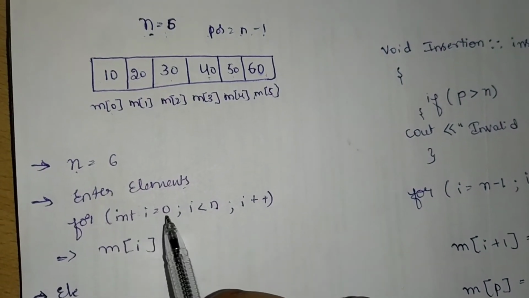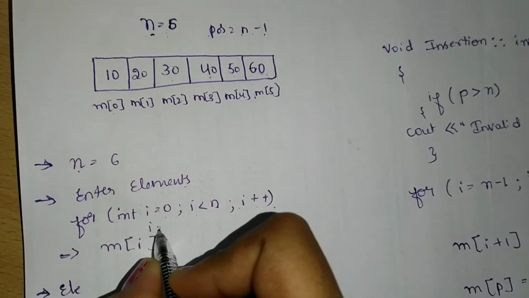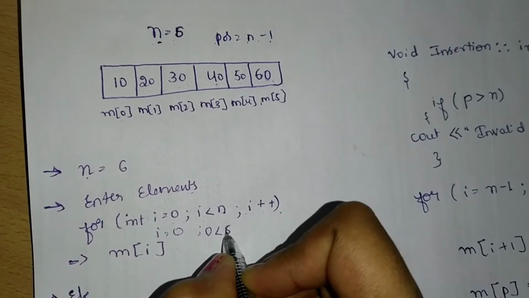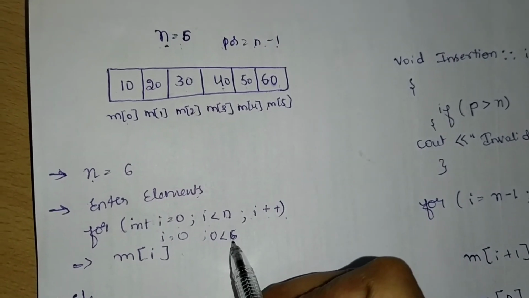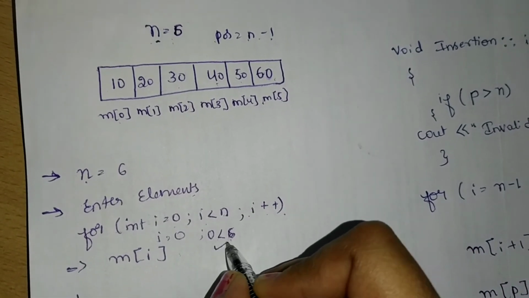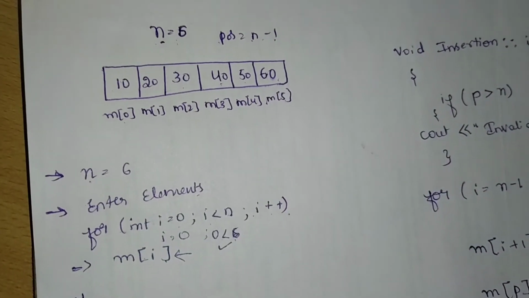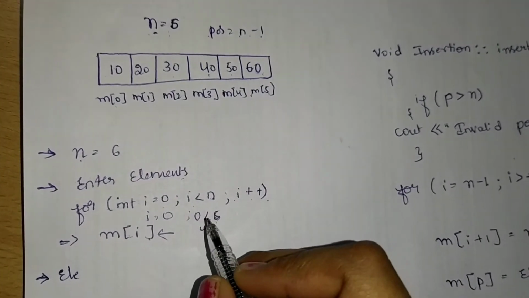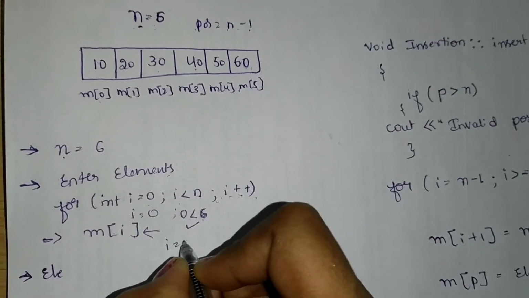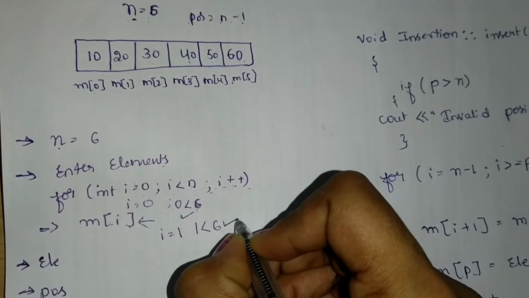So for i equals 0, i less than n, and i plus plus. Initially the i value is 0. It is going to check whether 0 is less than 6, because here the n value is 6. So it is true. At that time it will take m of 0, that is 10. Then i will be incremented to 1. At this time i becomes 1. So it will check whether 1 is less than 6. So this is also true.